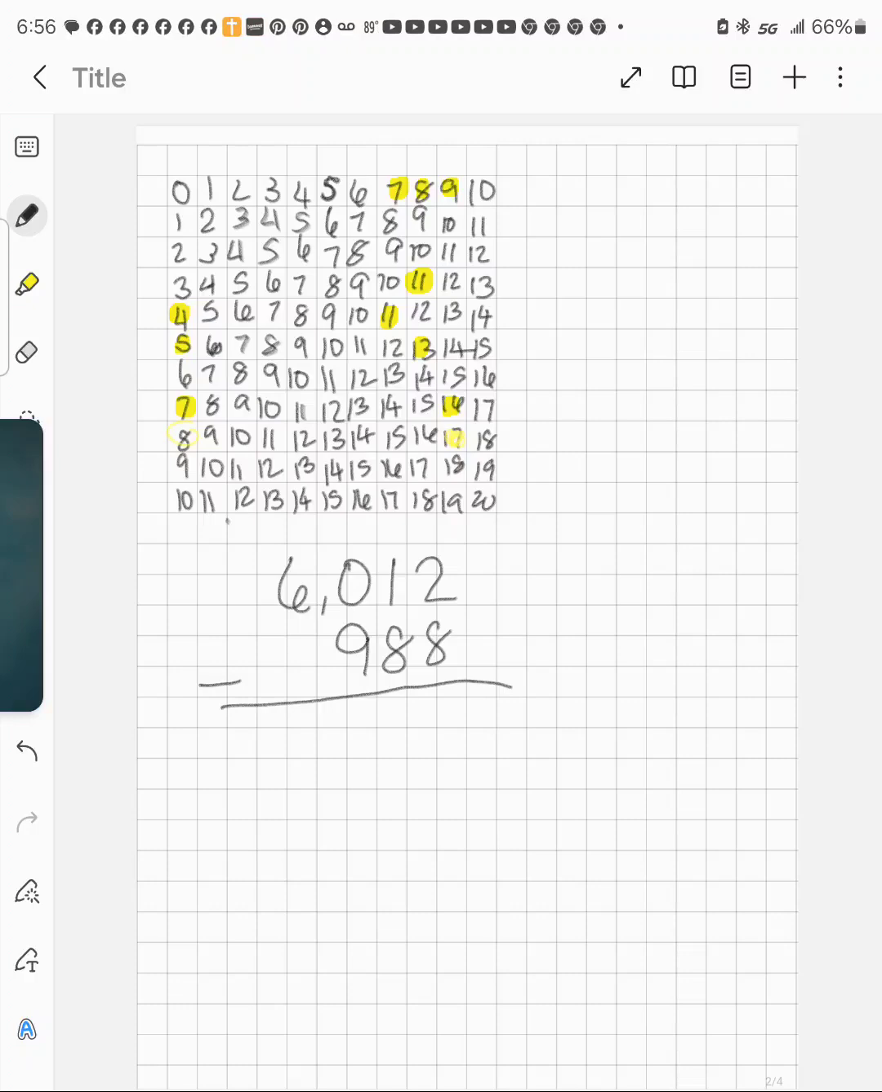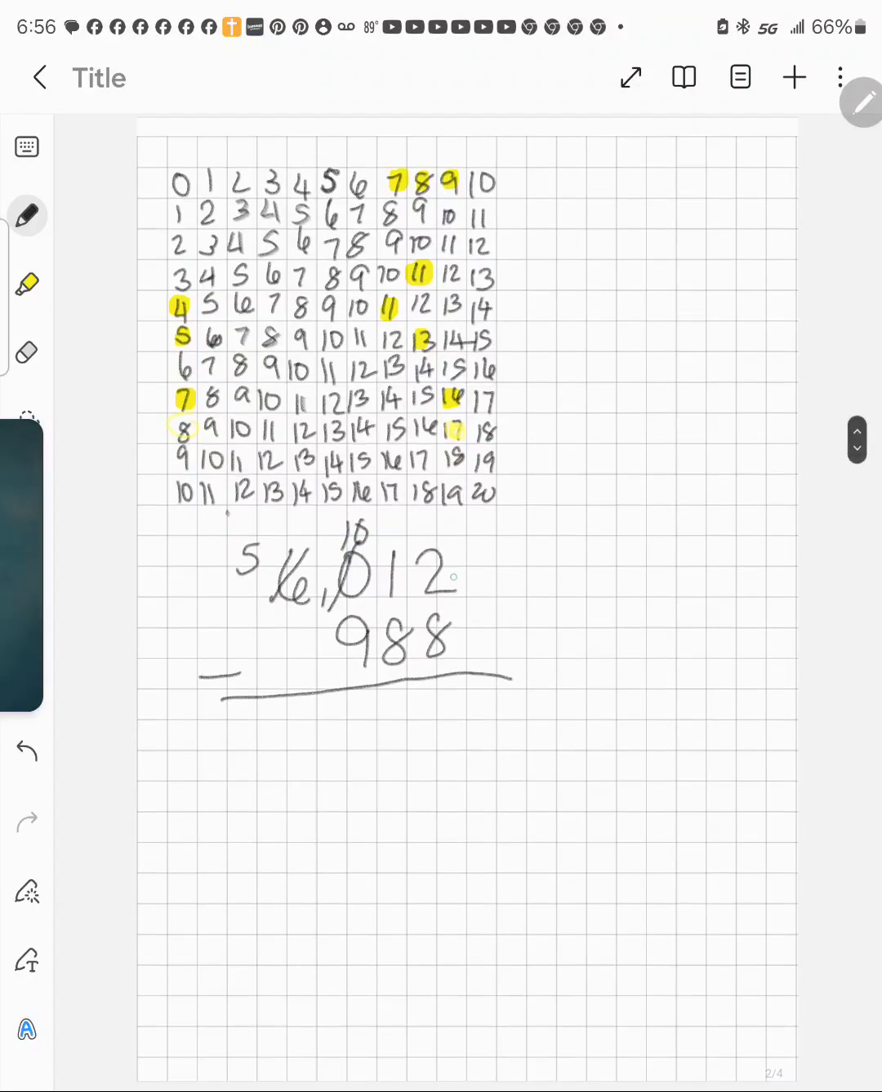So, let's go ahead and start off. We will have to regroup. And so, what I can go ahead and do before I even start, I'm going to make this a 5 and I'm going to make this a 10. Now, let me go ahead and start in my ones place. 2. And the reason why I went on ahead and regrouped, because I already knew I was going to have to take away from that. So instead of getting to it in the process, I just went on ahead and regrouped that.